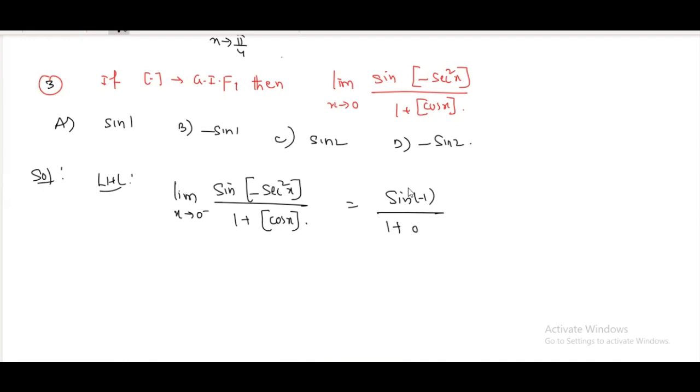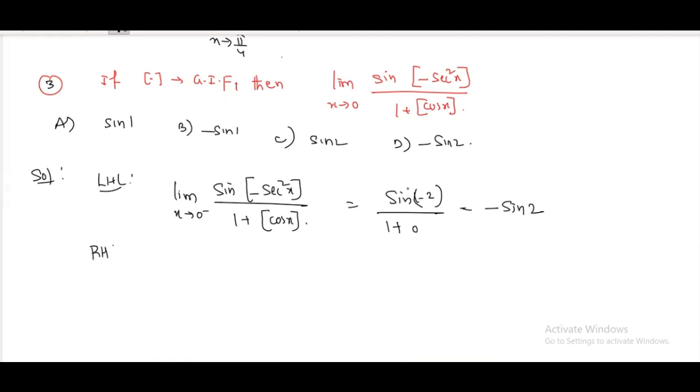So what will this become? Let's just see once. So this will become minus 1 point something. So it will become minus 2, since we have the box function, the greatest integer function here. So it will become minus 2. So sine of minus theta is minus sine theta, means minus sine 2.